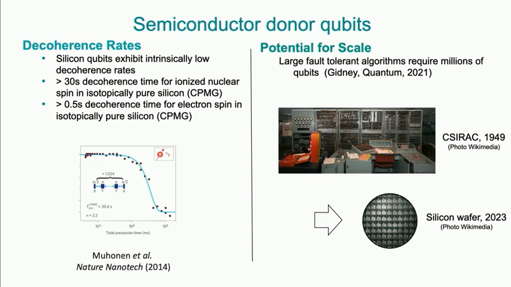The other thing that people often think about when they're thinking about semiconductors is the potential to scale. And of course, we know that in conventional computing, this is exactly what's happened. We've gone from something like CSIRAC, which was Australia's first computer, in an image from 1949 that maybe looks like some of the labs today, down to silicon wafers, where we can regularly fit millions or even billions of bits. And we don't even think about that. So the hope is that in semiconductor quantum computing, we can make use of a lot of the same techniques that we've used for conventional electronics and be able to scale.